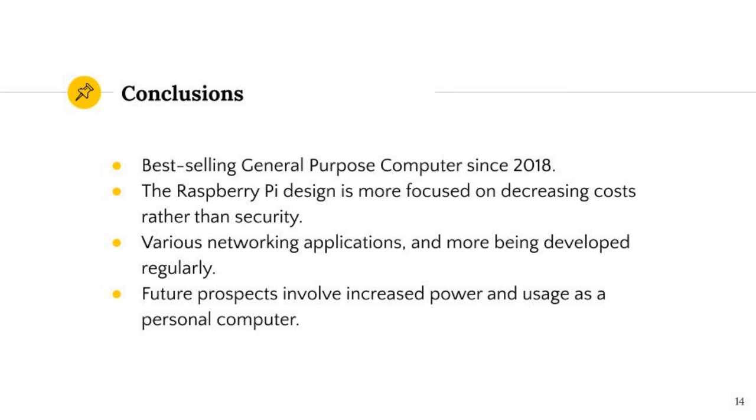In conclusion, we talked about the history of the Raspberry Pi and how it's the best-selling general-purpose computer since 2018. We discussed the architecture and different models of the device. We explored how it's more focused on decreasing cost than developing security. We looked at different network applications for the device, and we went over future prospects for the device.